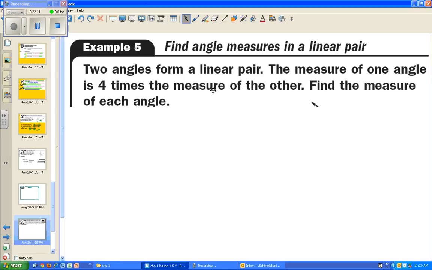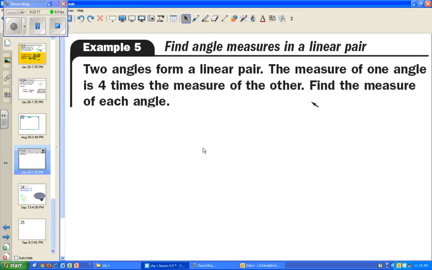Okay, next, the last thing I'd like you to do, or almost the last thing, I think we're almost on the last slide. Actually, it is the last slide. I'd like you to draw two angles that form a linear pair. And again, remember what the word linear means. Think of the word inside of it. Label one of the angles X. And then label the other angle 4 times the measure of the other. So how would you label that?